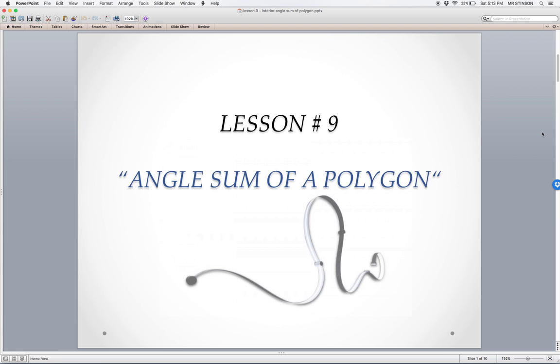Now I've told you for the next couple of weeks we're going to be taking on a new topic called geometry. So today we're going to quickly look at what is called the angle sum of a polygon.